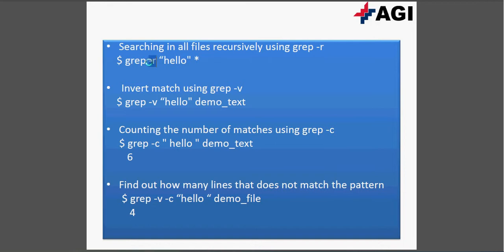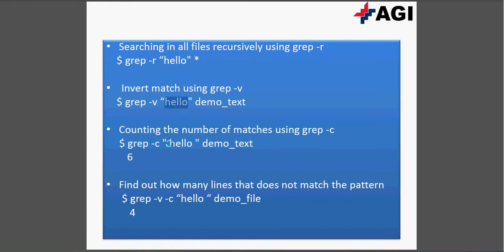So for that, I use the option -r, and here the regular expression asterisk represents all files. And I can use grep to invert a match, that is to find all other patterns except for the pattern within the quotes, that is in this case the word hello.